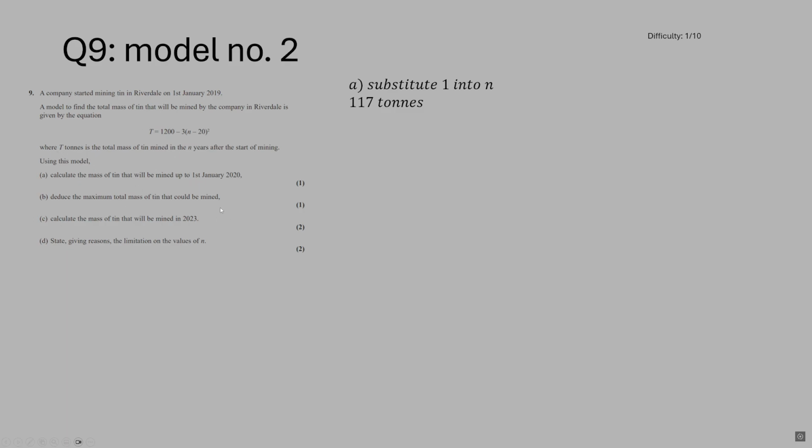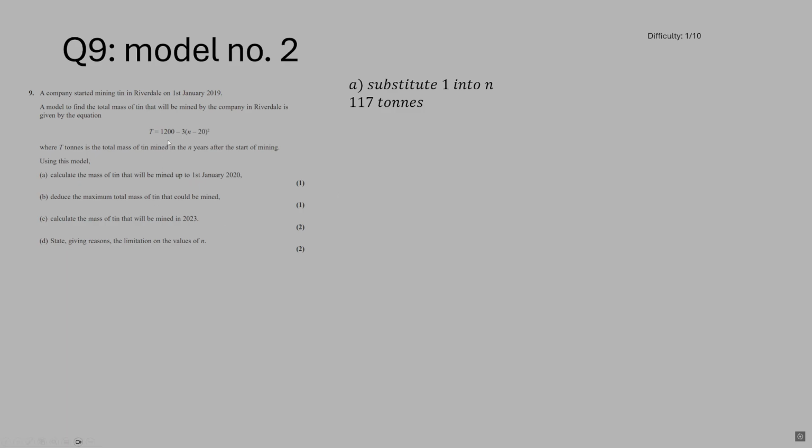Next, the maximum amount of tin. Well, if you think about it, we want the lowest number here, because we're doing 1200, take away this. So if we want the lowest number, n must equal 20, because then it's 0 squared, and then 3 times 0, and so this just becomes nothing.